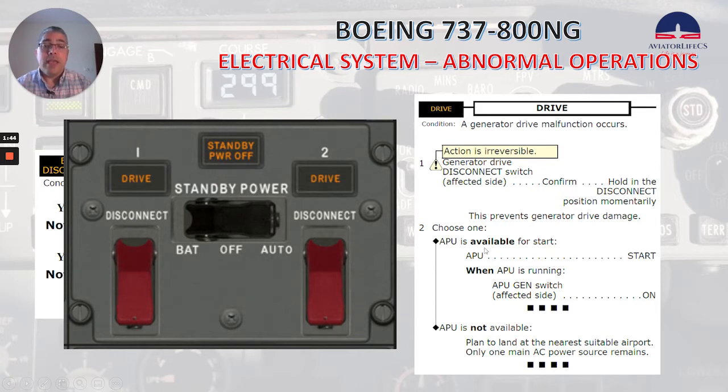Choose one. APU is available for start. If it is, APU start. When APU is running, APU gen switch, affected side, on. If APU is not available, plan to land at the nearest suitable airport. Only one main AC power source remains.